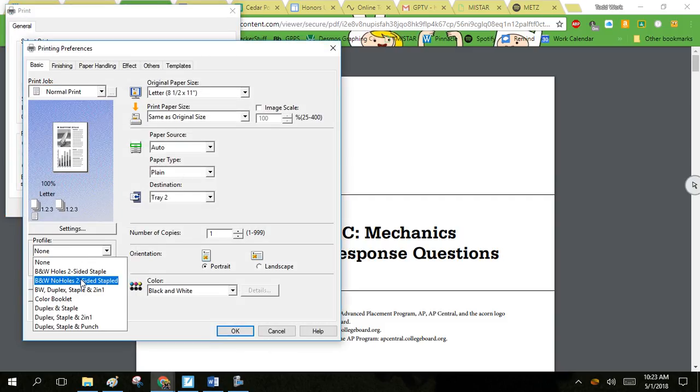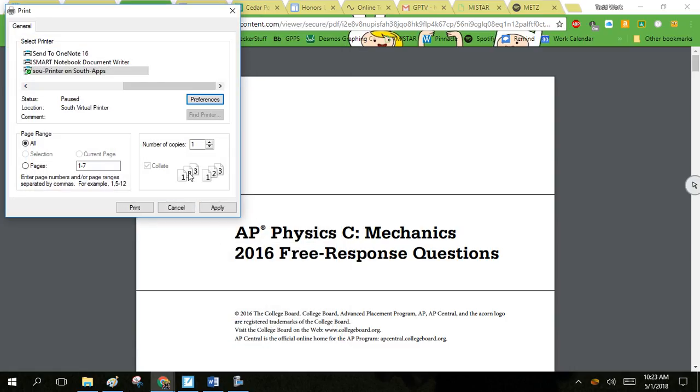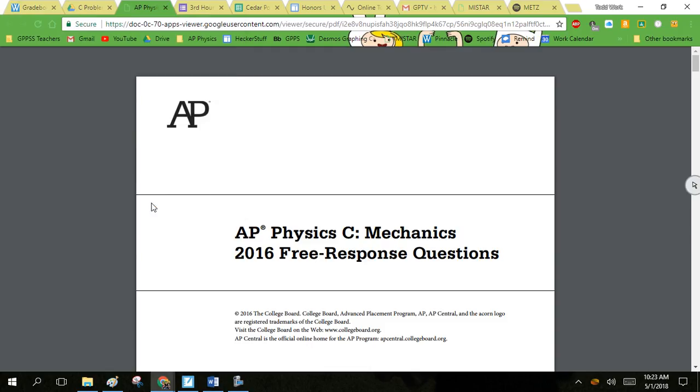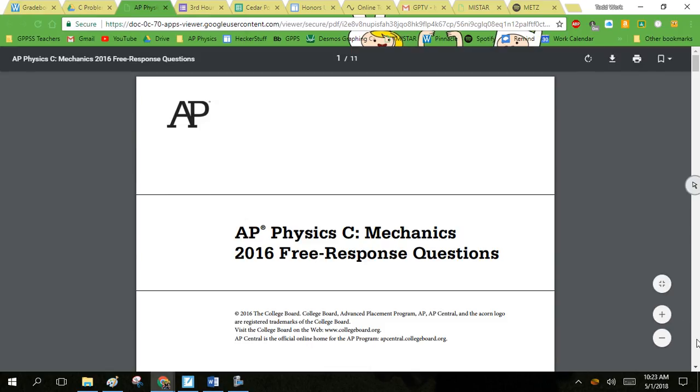Black and white, no holds, two-sided, okay. All right, I'm gonna run to the copy machine real quick and start those copies running, and then we'll come back and we'll go over some of these.